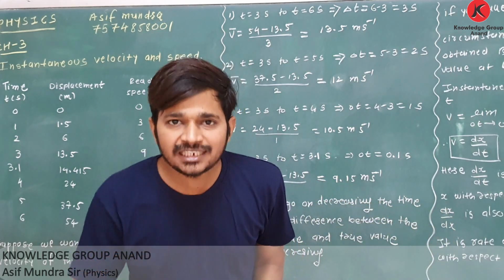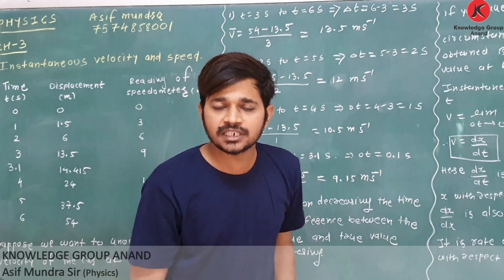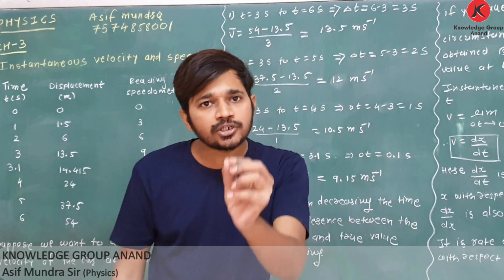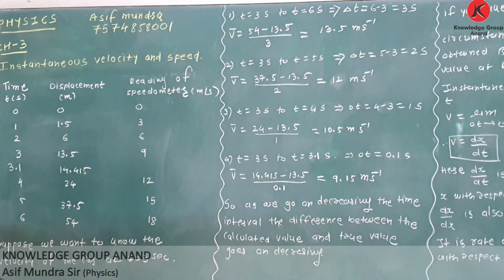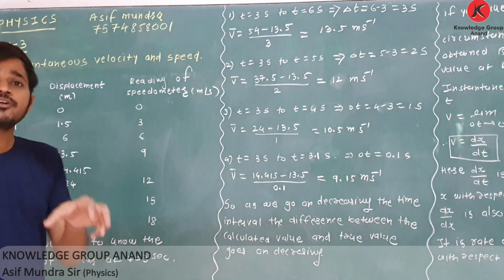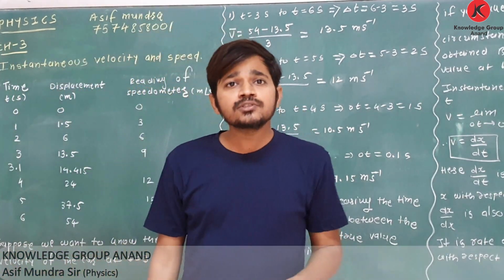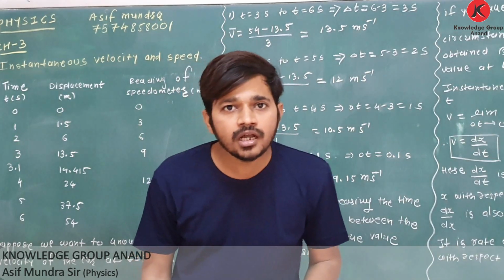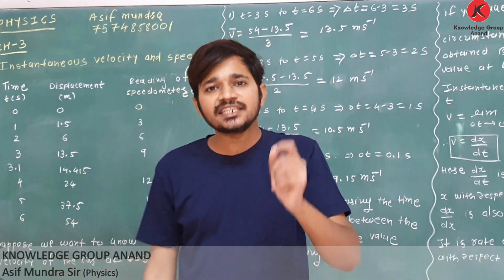Average velocity means velocity over a period. And instantaneous velocity means velocity at any instant, any particular time. Now, how to find instantaneous speed? See, the speedometer used in a vehicle gives instantaneous speed. The speedometer in any vehicle gives instantaneous speed.